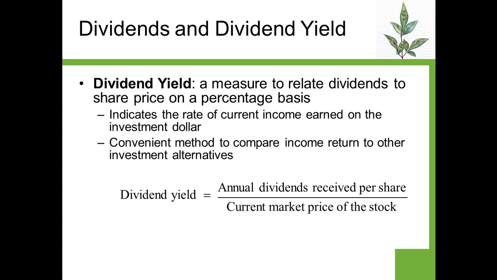It's a convenient method to compare income return on other investment alternatives. It's a convenient method by which you can easily find out whether you have invested in the best form of investment. So dividend yield is equal to annual dividend received per share divided by the current market price of the common stock. So this is called dividend yield.